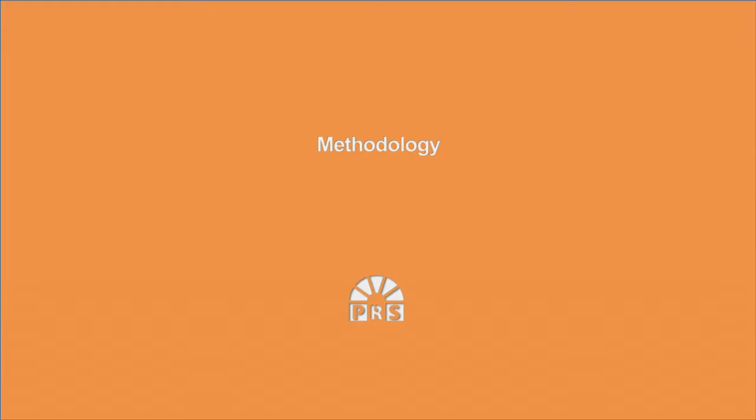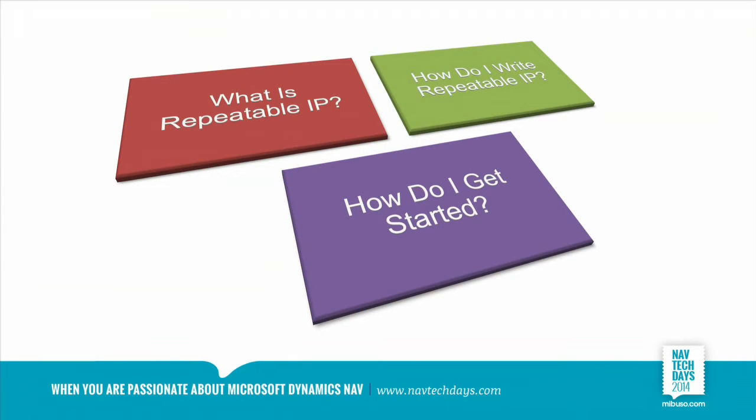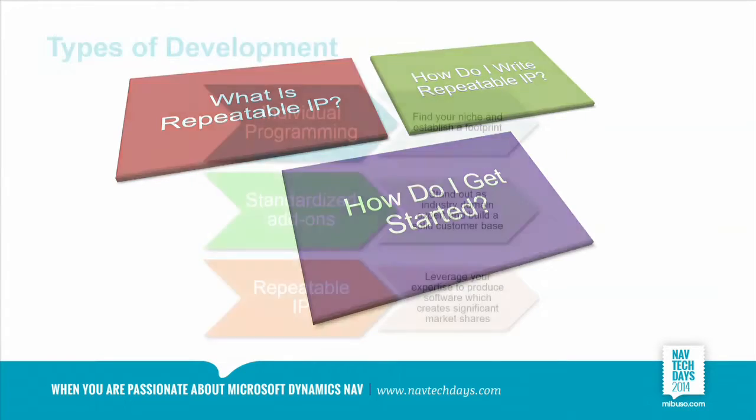So I'll try to squeeze what we have thought about in the last year into 30 minutes, since you're all sort of level 400, 500, 600, that will not be a problem. I have tried to divide what I'm going to speak about into 3 parts. What is repeatable IP? Just a very short introduction. Then how do I write repeatable IP? That's the main thing. And the third thing is how do I get started so that when you go home, you can immediately, after this session, start doing so.